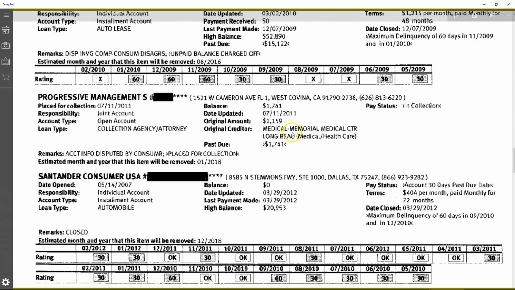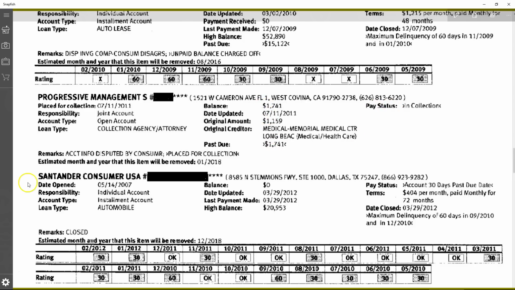Did the original creditor assign this debt to the collector? Is the collector just trying to collect on behalf of the original creditor? So we can send a dispute letter to both, actually. We can send a letter to the original creditor and the collection agency at the same time, asking for debt validation. So look at this amount here, past due, balance, and then original amount. So we got to see if this is correct, right?